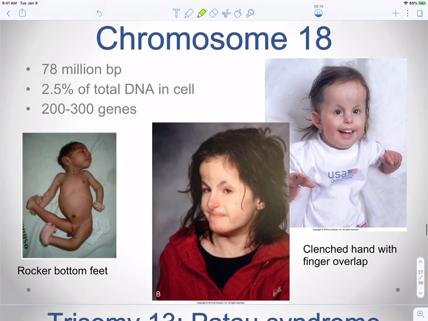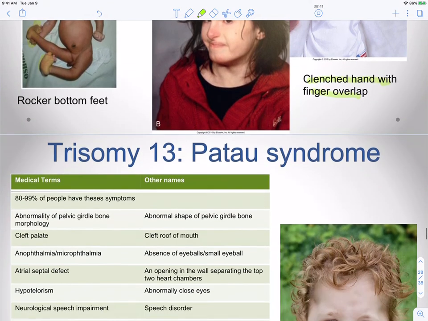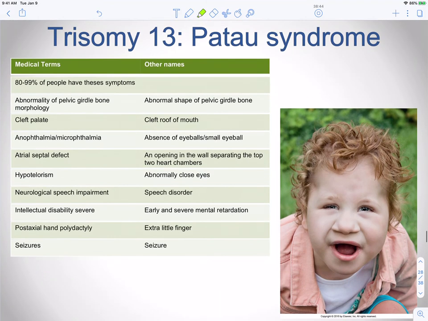Chromosome 18, again, is a bit bigger than chromosome 21. You have about 2.5% of the total DNA. Again, not huge, so that's why this is another tolerable trisomy. Associated with this is something called rocker bottom feet, so you can see the feet kind of flex upwards. You also have a clenched hand with finger overlap, which is another sign of trisomy 18.